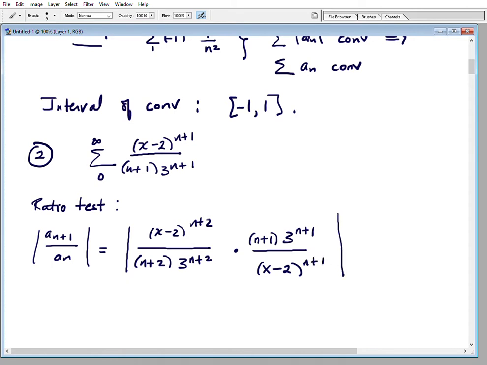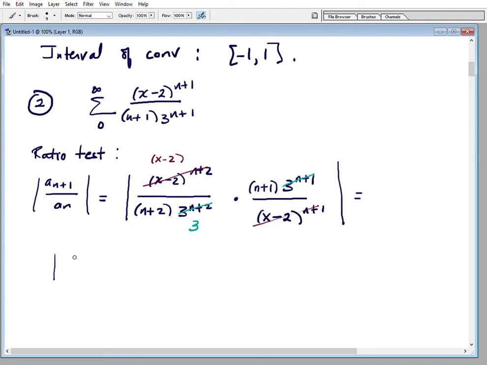All right, now we can do some canceling. We have these two powers of x - 2, and here we're left with just x - 2. And here we have these two cancel, we're left with 3 in the denominator. All right, so now let's rearrange this. We'll put the n + 1 on top of n + 2. And what do we have? (x - 2) over 3.